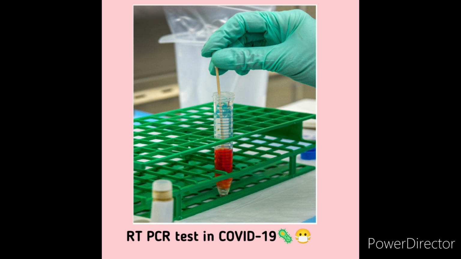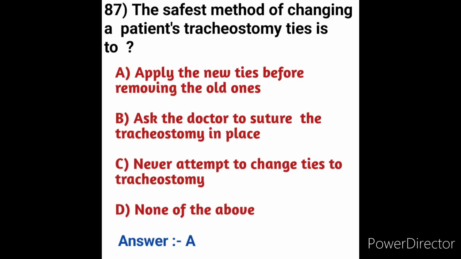Next we will move on to question number 87. The safest method of changing a patient's tracheostomy tie is. We will see the options here. Option A, apply the new ties before removing the old one. Option B, ask the doctor to suture the tracheostomy in place. Option C, never attempt to change ties of a tracheostomy. Option D, none of the above.